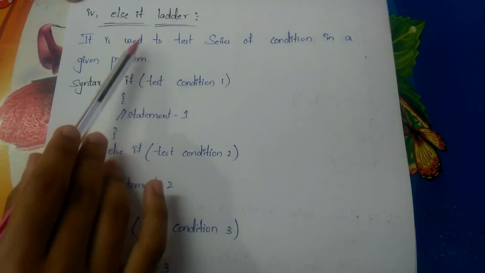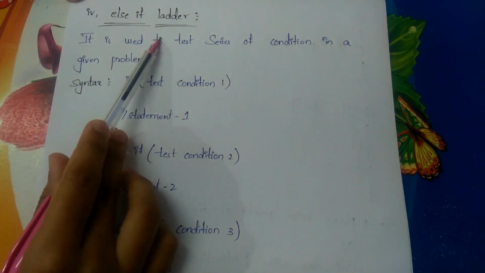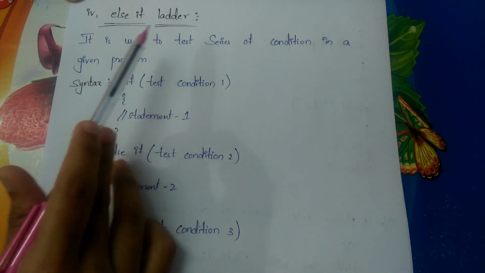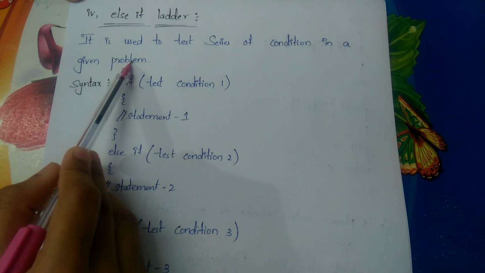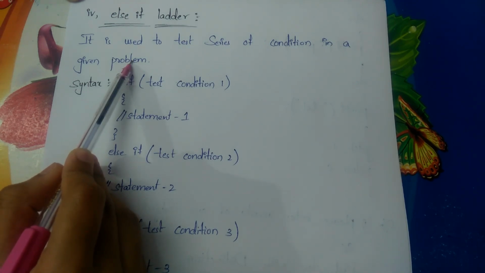Let's discuss the else if ladder. This is the fourth type and the last type in the if statement. It is used to test a series of conditions in a given problem. So in a problem we will have many conditions.